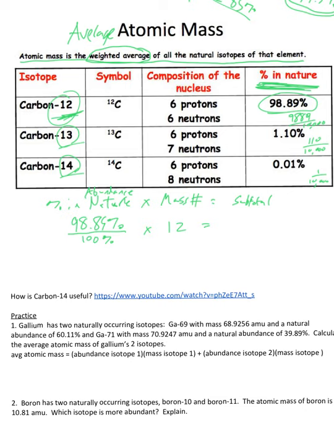And if you take 98.89 divided by 100 and you multiply that by 12, my subtotal is 11.8668. You want to keep all the numbers for average atomic mass. Don't round. Then you're going to get the percent abundance in nature of carbon-13. So 1.10% divided by 100% times the mass number of carbon-13, which is 13. And then you will do that calculation.